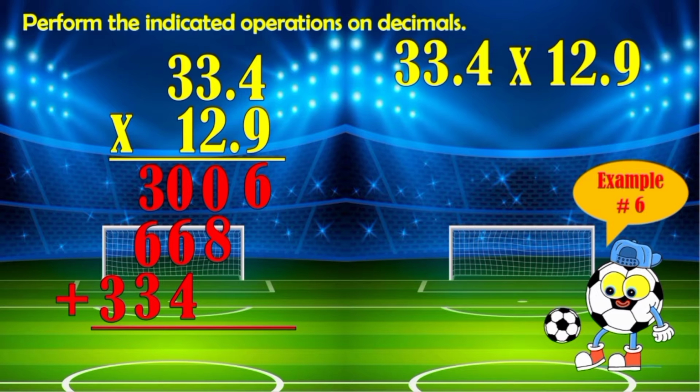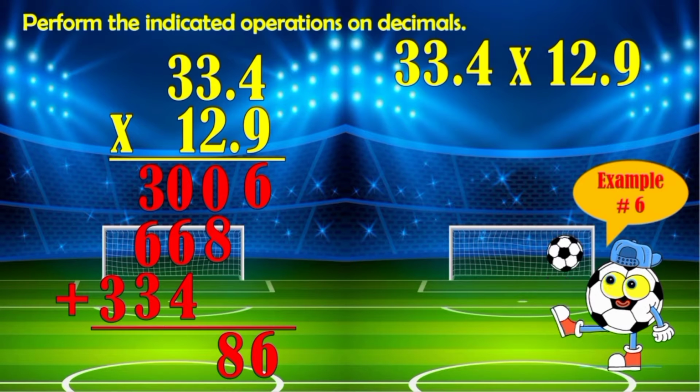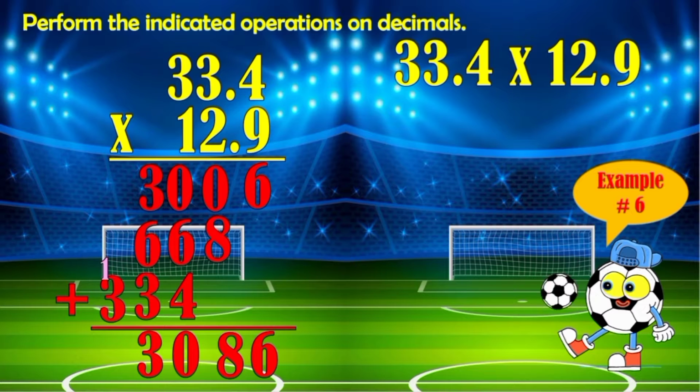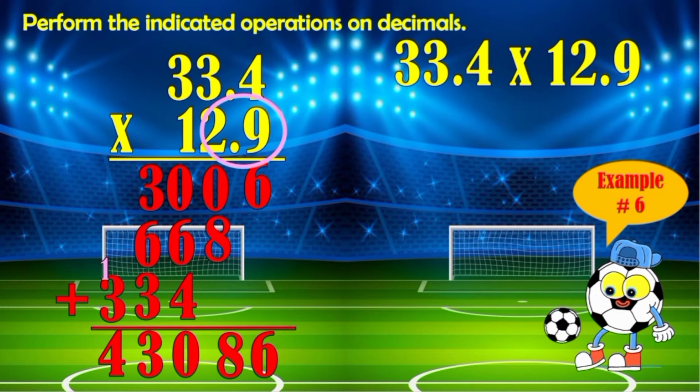Now get the sum of the products. First, we have to bring down 6. 0 plus 8 is 8. 0 plus 6 plus 4 is 10. Then carry 1. 1 plus 3 plus 6 plus 3 is 13. Then carry 1. 1 plus 3 is equal to 4. Now, let's count the total number of decimal places in the factors. We have here 1 and another 1. We have 2 decimal places. We need to move the decimal point 2 places to the left.